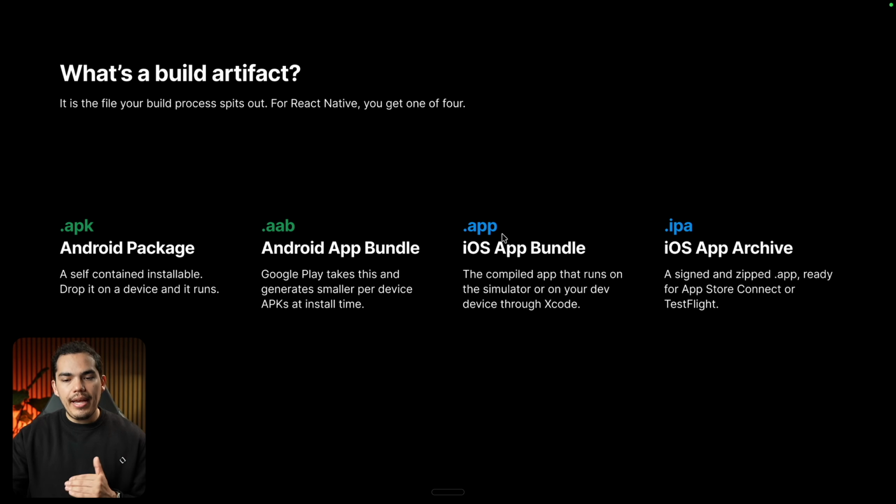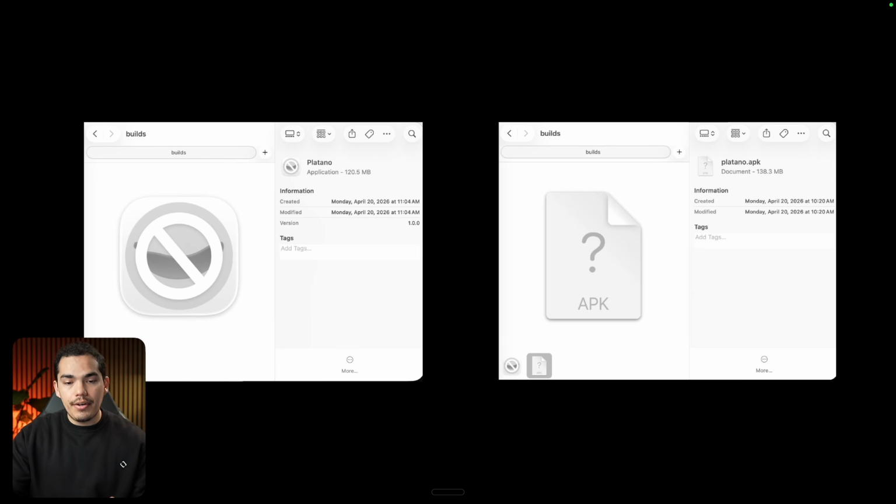You get a .app, it's called iOS app bundle, and that's the compiled app that runs on the simulator or on your device through Xcode. And then when you are ready to ship that to production, it's called a .IPA. It's basically a .app, but signed with certificates. So those are the four types of artifacts.